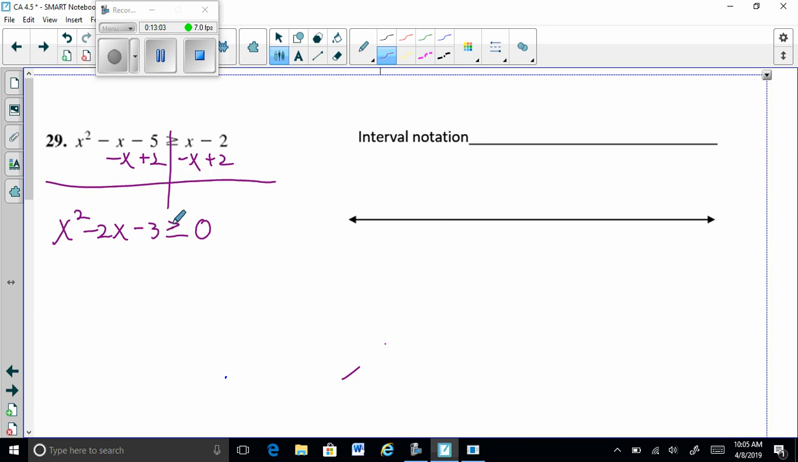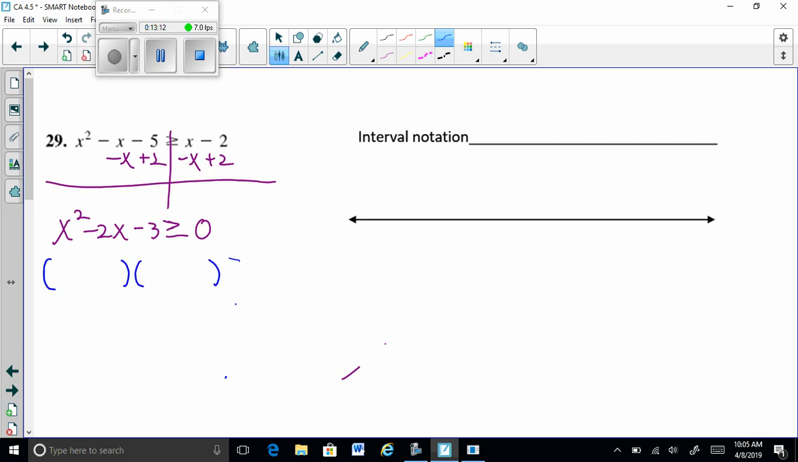This time we actually have the equals part of our inequality with us on this particular example. So we'll go ahead and factor this. It should be a minus 3 and a plus 1. Our solution set is 3 and negative 1. In this particular case, those are actually good answers, because if you plug them in, it would make it equal to 0 in our inequality. So we want greater than or equal to.